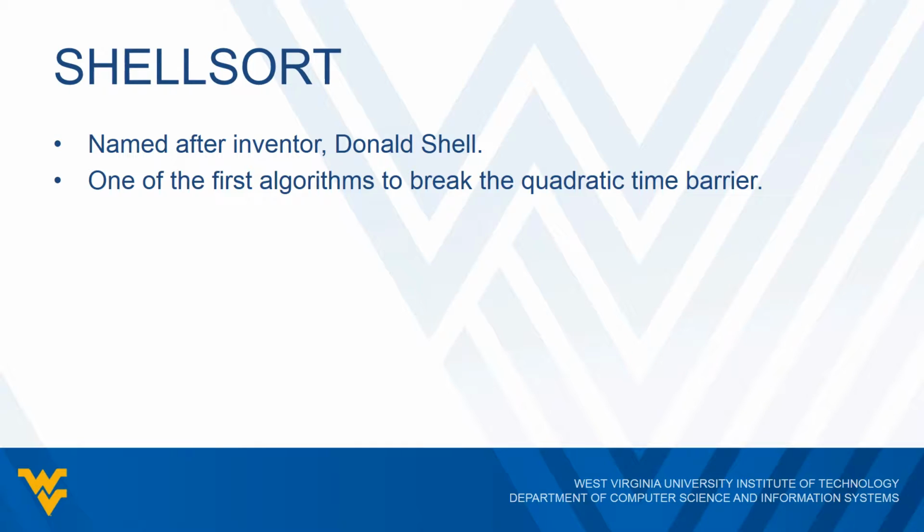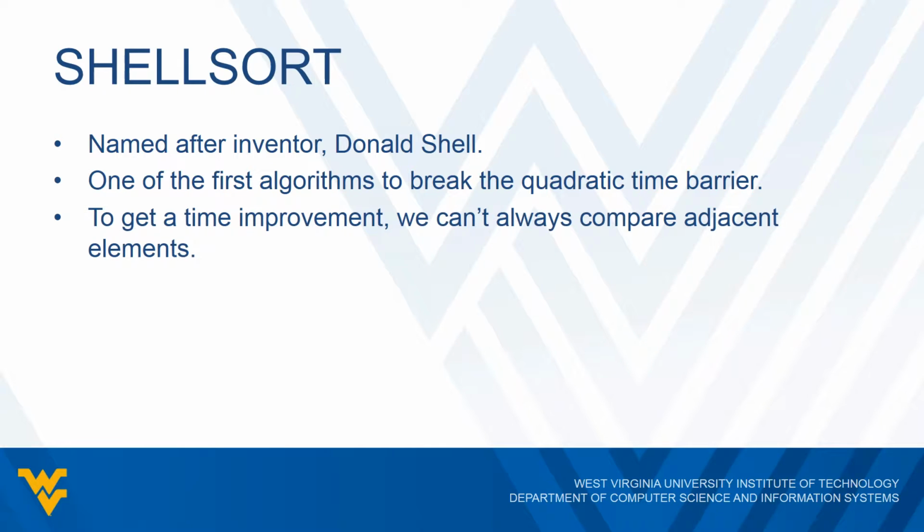This was actually one of the first algorithms that break that O of n squared time barrier. All the algorithms we talked about so far took O of n squared. This one's actually faster than that. The key observation was that to get an improvement in the running time, we can't just keep comparing adjacent elements. That's going to take way too much time. Instead, this algorithm actually compares distant elements.